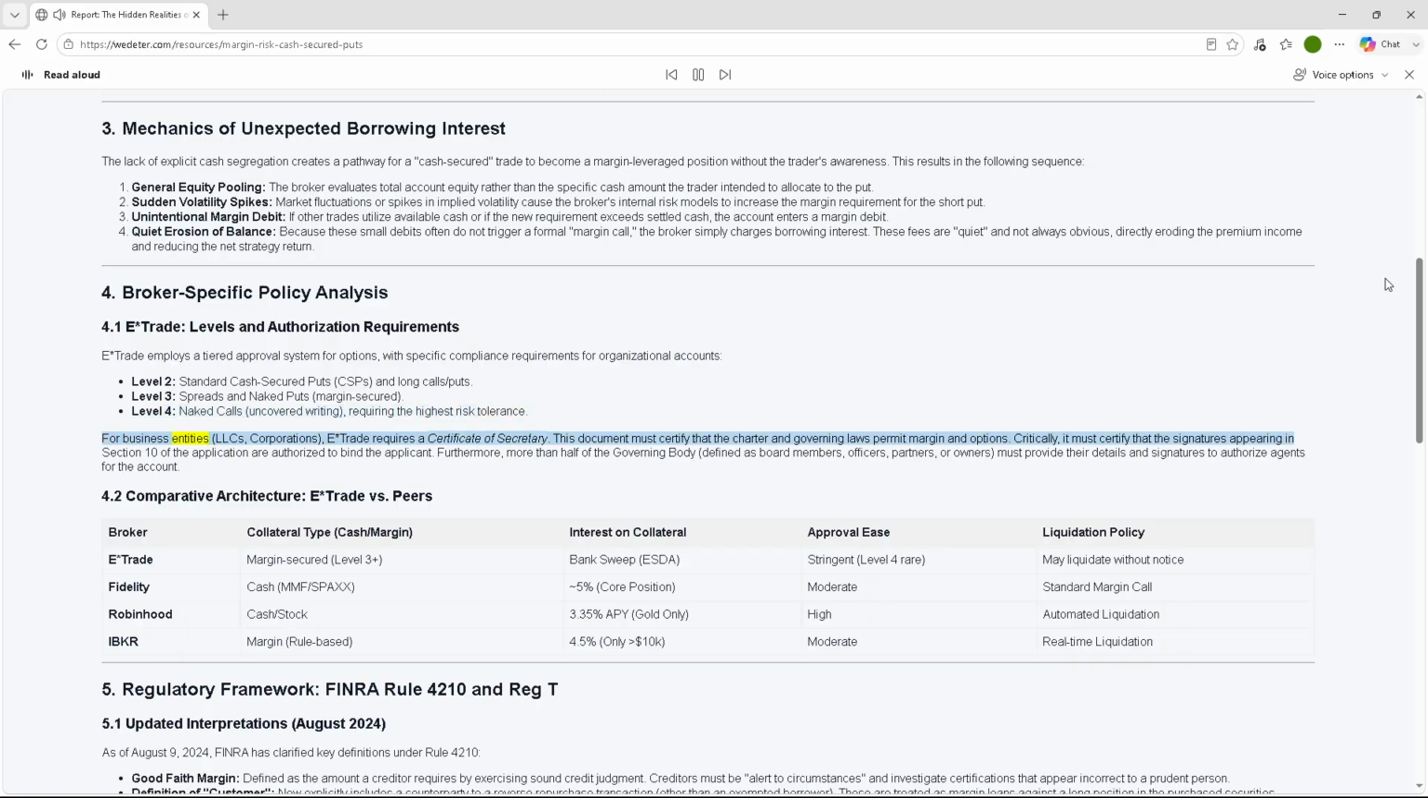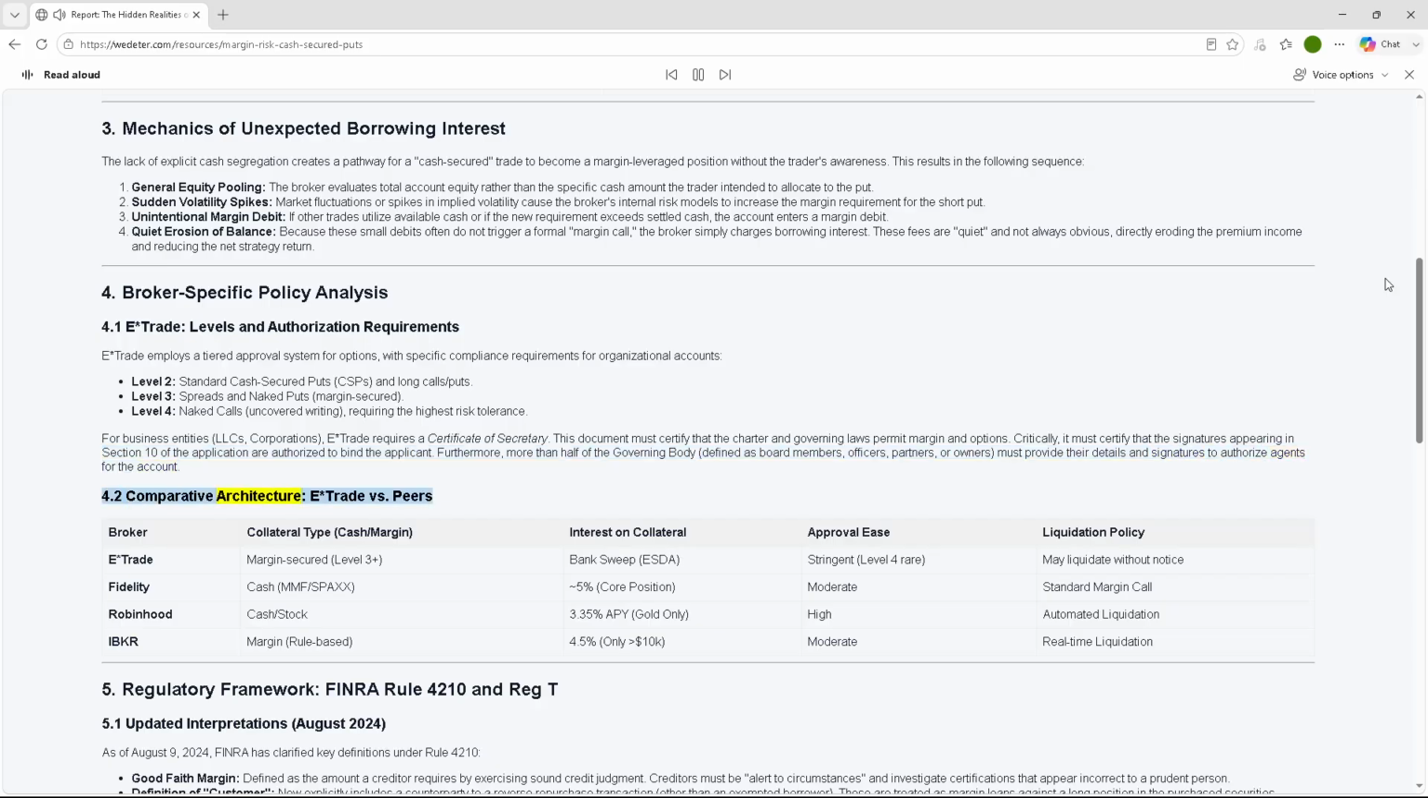For business entities, LLCs, corporations, E-Trade requires a certificate of secretary. This document must certify that the charter and governing laws permit margin and options. Critically, it must certify that the signatures appearing in Section 10 of the application are authorized to bind the applicant. Furthermore, more than half of the governing body, defined as board members, officers, partners, or owners, must provide their details and signatures to authorize agents for the account.